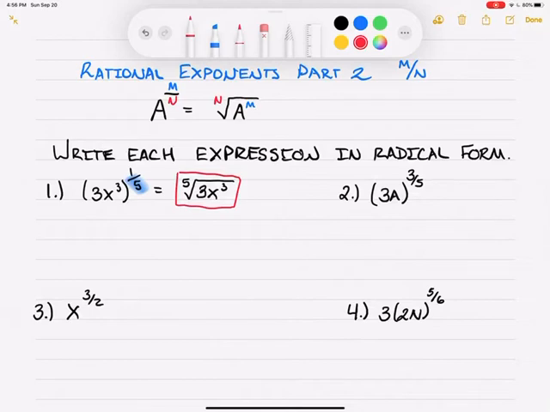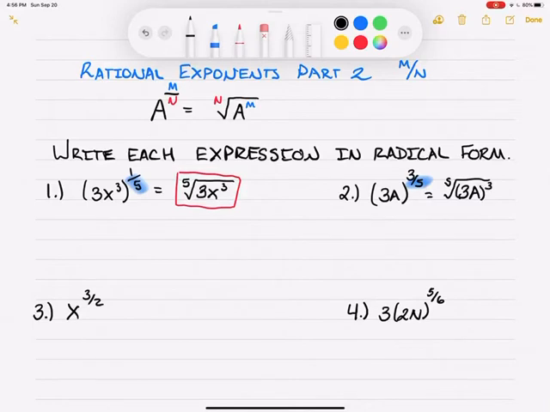In example 2, I have 3a raised to the 3/5 power. Now inside my radical, I'm going to have 3a. We're taking the 5th root, so I need 5 next to my radical. And guys, it's a small 5. It's not 5 out in front. That's not the same thing. The 5th root means that it's an index. It's tiny, okay? And then this is raised to the 3rd power.